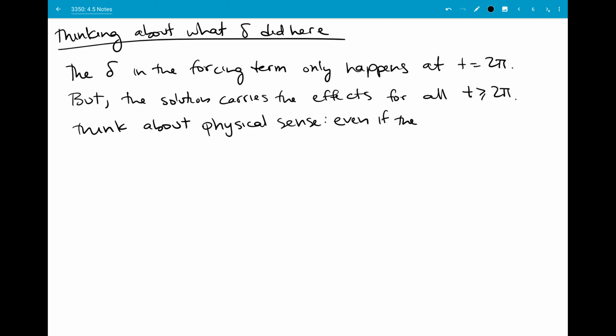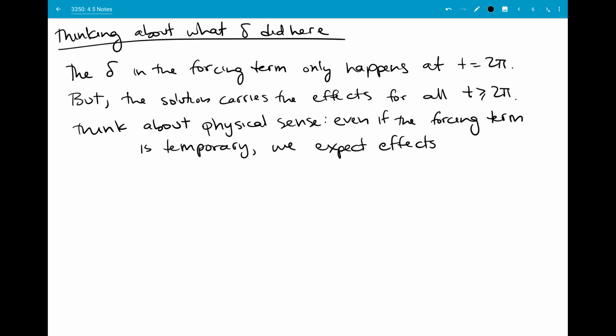Even if the forcing term is temporary, we expect its effects to persist, in the absence of damping that makes that sort of die out over time. Now let's think about whether that makes mathematical sense.